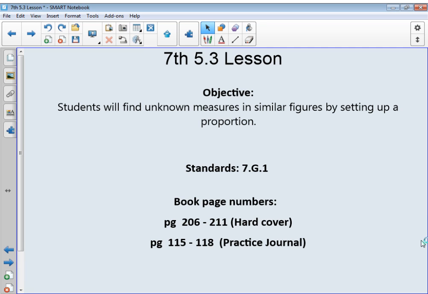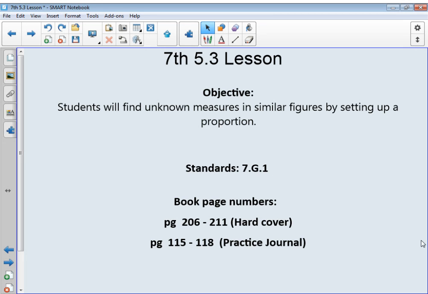Okay, this is seventh grade lesson 5.3. The lesson objective is students will find unknown measures and similar figures by setting up proportions. The standard covered is 7G1. The page numbers out of the hardcover book are 206 through 211, and out of the practice journal, pages 115 through 118.